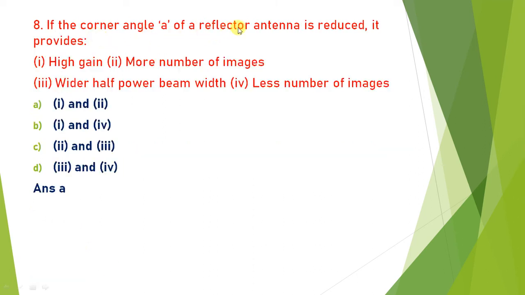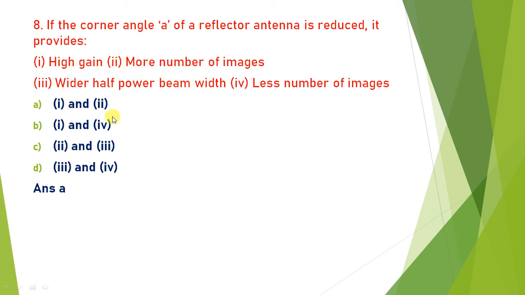If the corner angle A of a reflector antenna is reduced, what does it provide? If the corner angle, that means the feed angle, is reduced, then definitely it provides higher gain. Okay, it provides a number of images. But the half power bandwidth is reduced. So the answer is 1 and 2 only, both are correct.